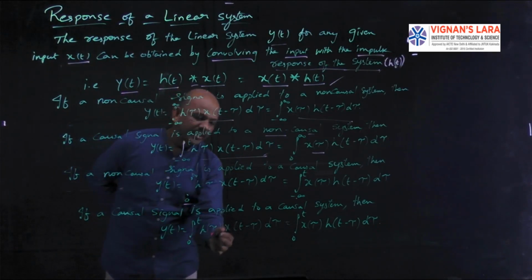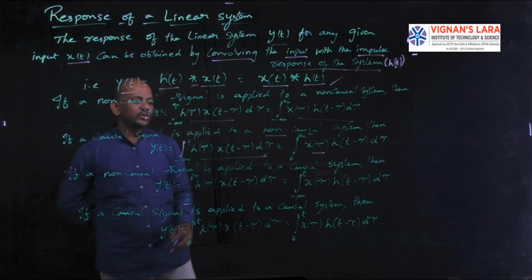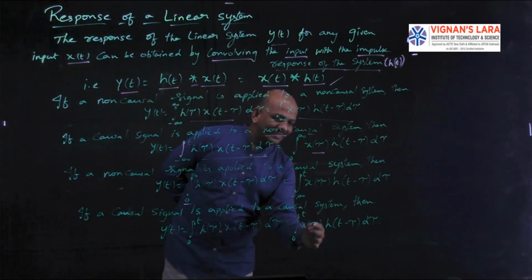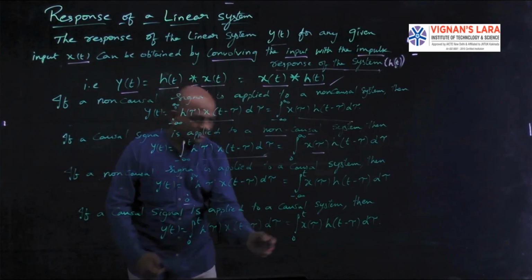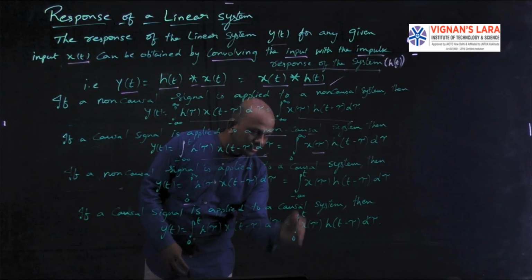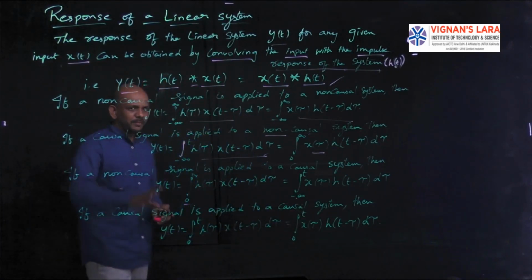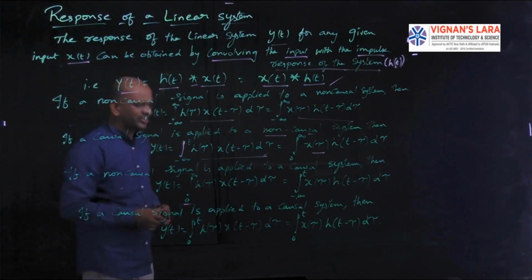Integral 0 to t, h of tau, x of t minus tau d tau, or integral 0 to t, x of tau, h of t minus tau d tau. Because both are causal, hence we have to go for positive, that is greater than 0 to t. Here also 0 to t. Simple. The first one is the general formula.